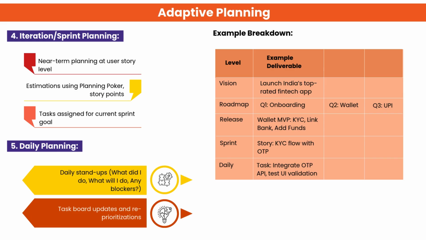Iteration or sprint planning focuses on near-term work at the user story level with estimates and tasks set for the sprint goal. Daily planning happens through stand-ups where the team aligns on progress, plans, and blockers. We update the task board frequently to reprioritize as needed. This example shows how planning breaks down from vision all the way to daily tasks, keeping work aligned and adaptable.